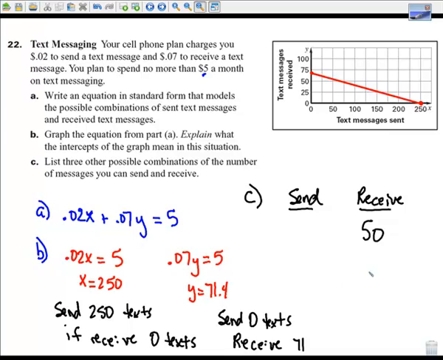Well, then I have to figure out if I receive 50, and I'll just do it up here, that means I have 7 cents times the 50. So when I work that out, that means I've spent $3.50 receiving.